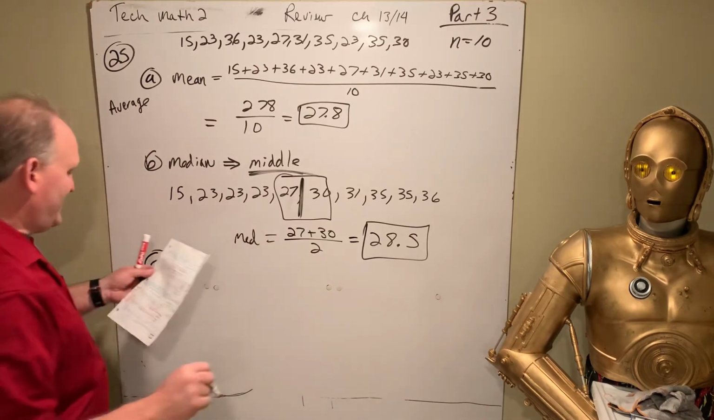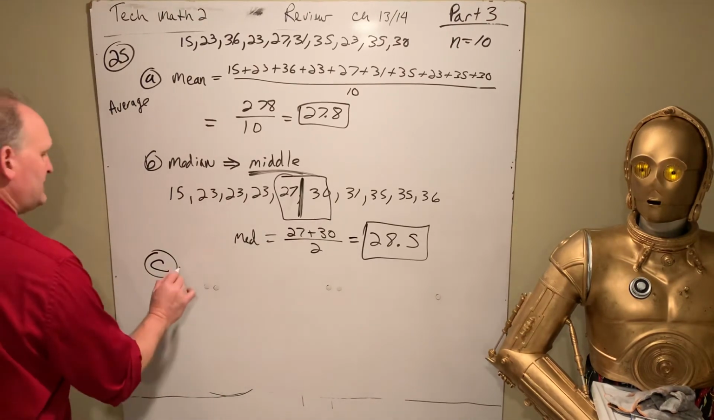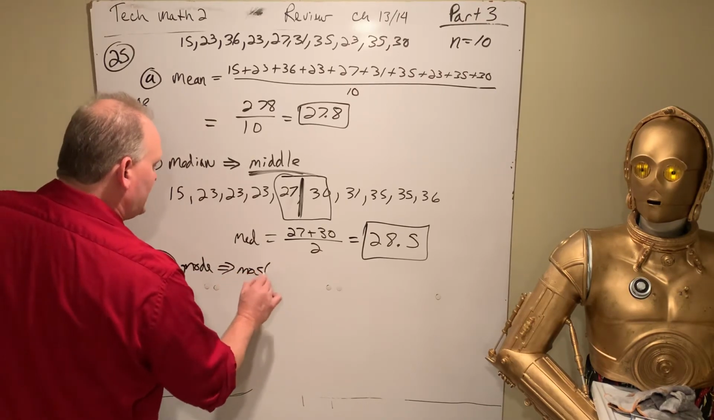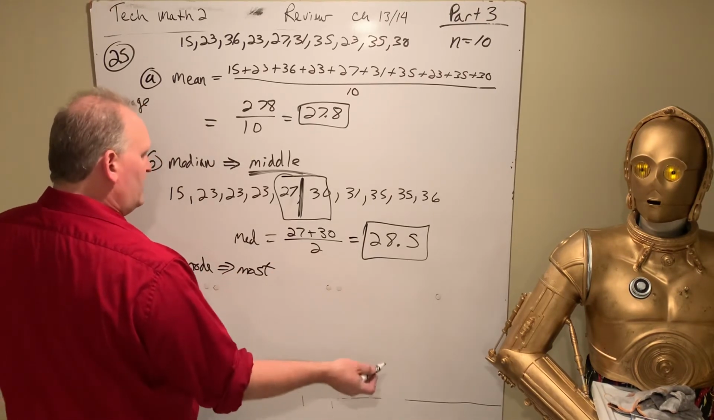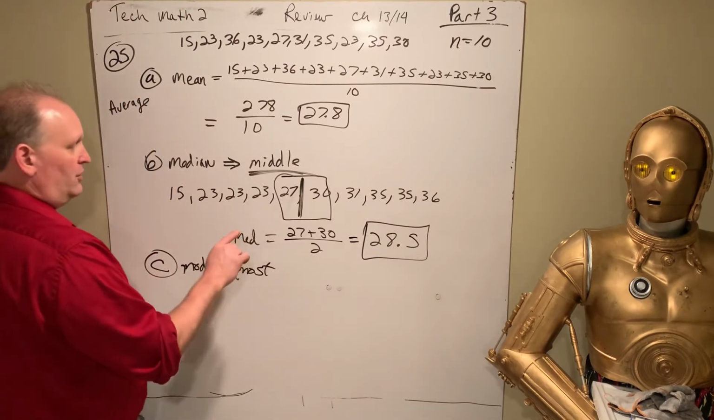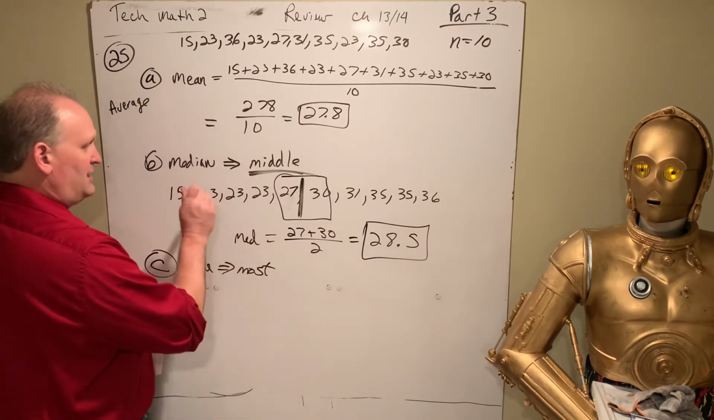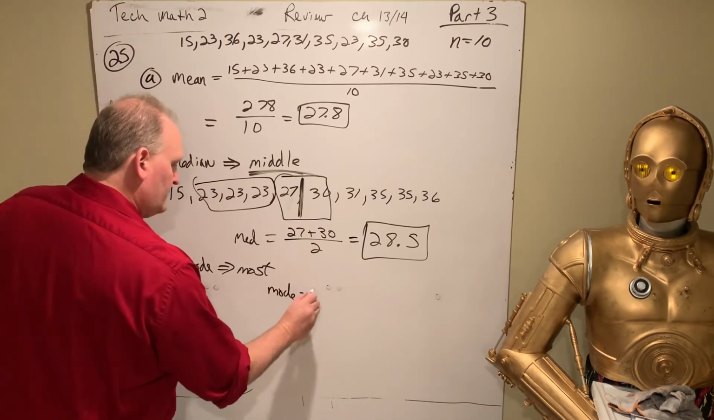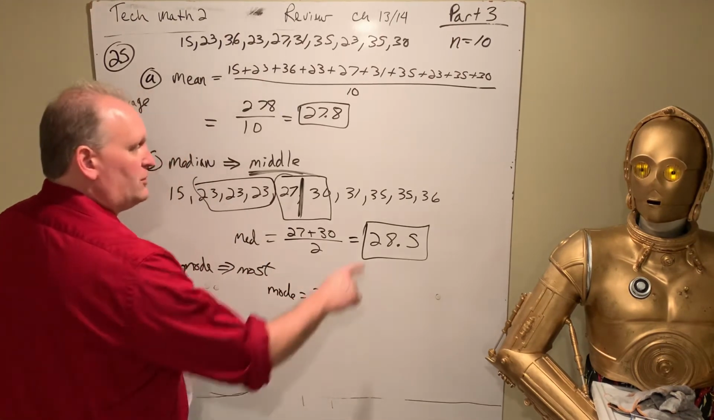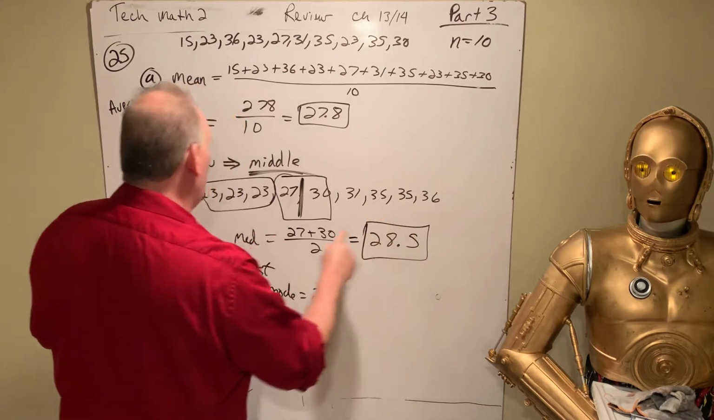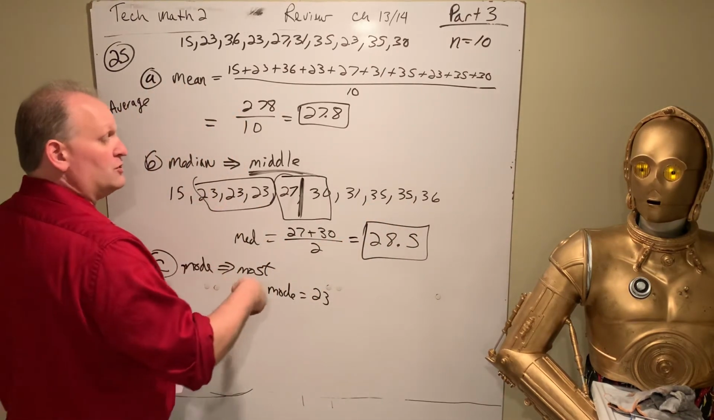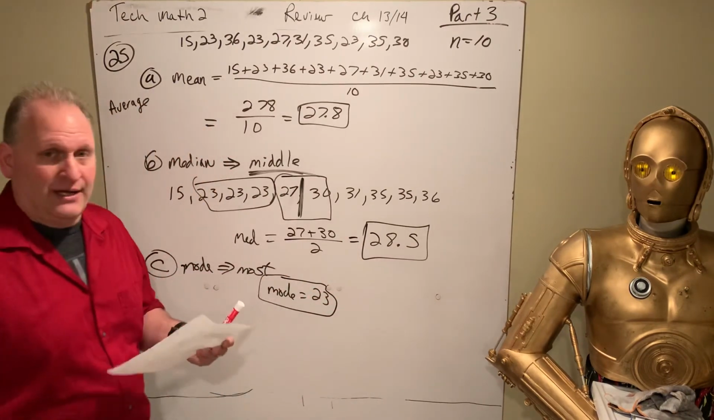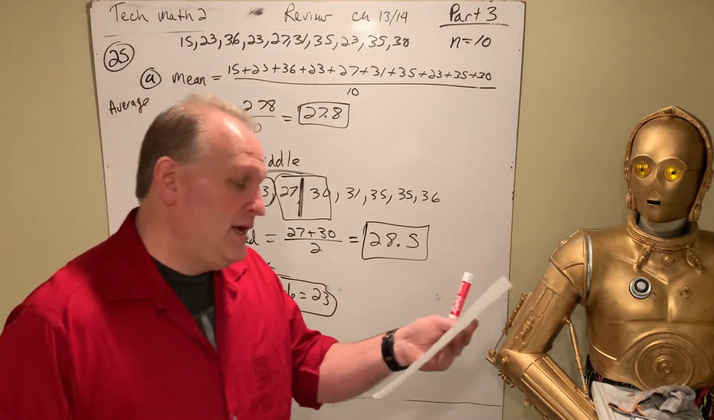All right, let's look at C. The mode, that one's easy. That's the one that occurs most. If it's a two-way tie, if there's 3 of one and 3 of another, you put them both down. But now look, it's not just repeats because this mode is 23. Even though there were two 35s, that's not the mode because there's 3 of the 23. It's the one that occurs most often. You only put down multiple modes if there's a tie for the most often.